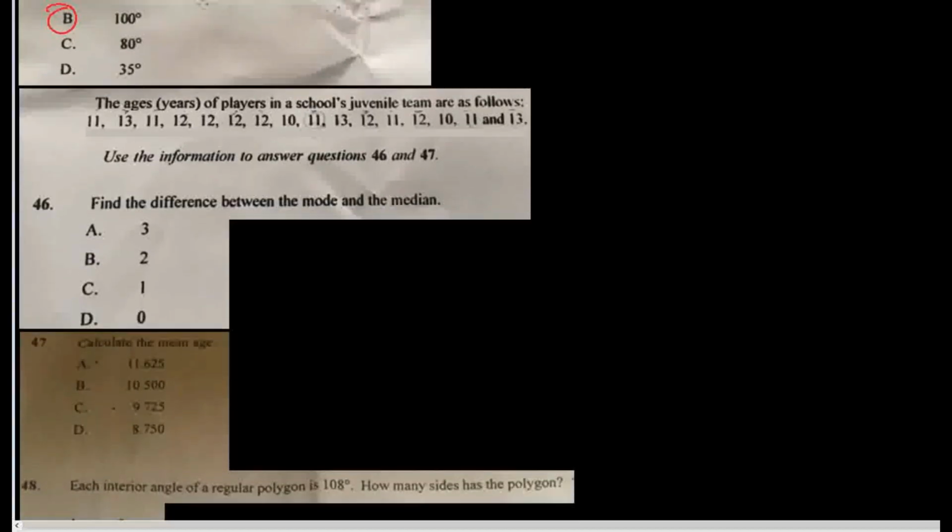Okay. The ages of players in a school juvenile team is as follows.